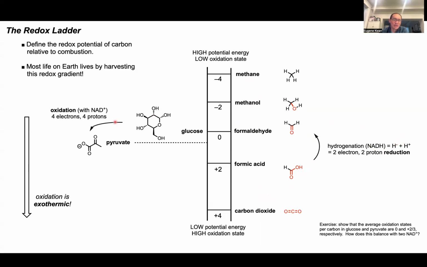This is what's happening in glycolysis. We're oxidizing some piece that we cut out of glucose, eventually to pyruvate. And overall, we'll find that we use two equivalents of NAD+. So this will be an overall four electron, four proton oxidation. And I'll leave you to verify the oxidation states here.